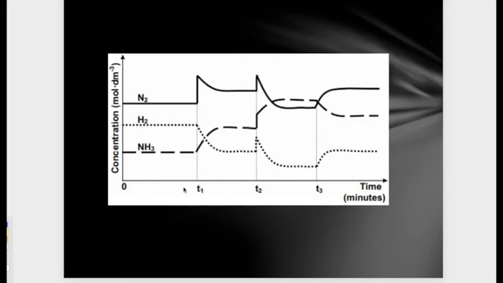Okay, so from 0 to time 1 here, I have some kind of equilibrium, and we can imagine that my equation is this. Just like that. And let's see, I wonder what disturbance I caused at T1. Any thoughts? Yeah, it looks like I dramatically increased the amount of N2 right here.